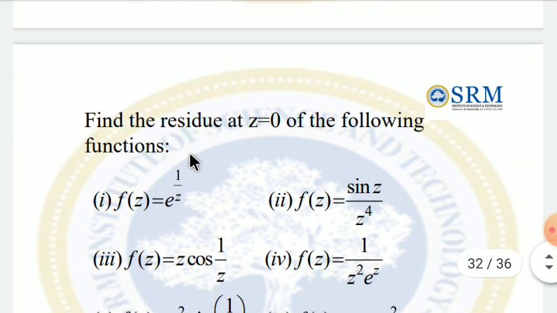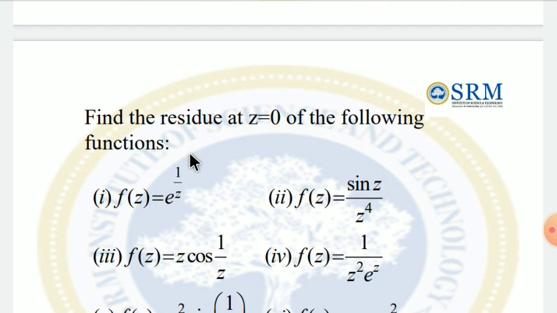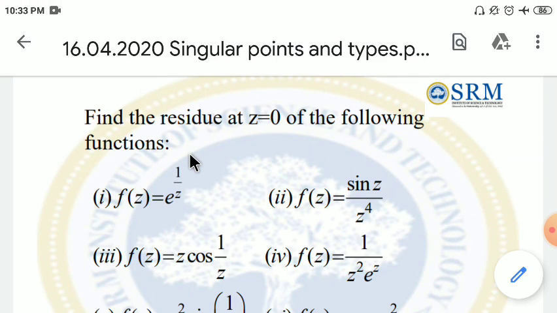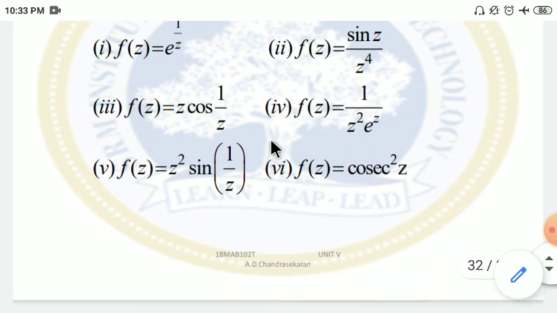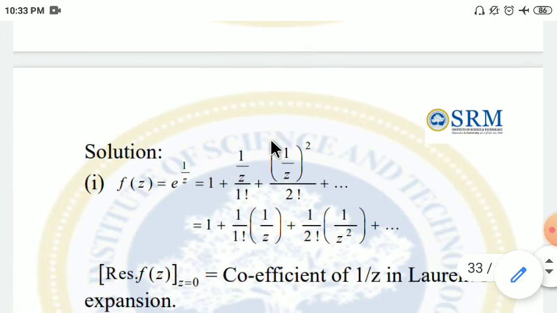Find the residue at z equal to 0 of the following functions. So it is clearly given that z equal to 0. When you substitute z equal to 0, we get 1 by 0 is infinity. So e power infinity is infinity. Got it? So let us see the first problem.